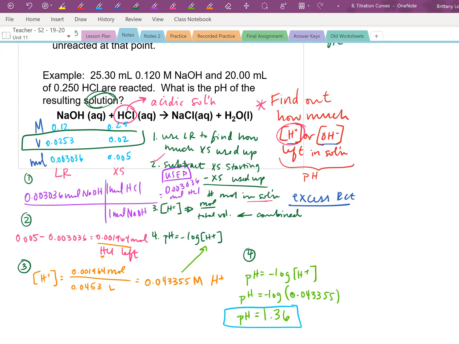Notice that the volumes aren't all that different from each other, but the acid is more concentrated, so there should be a higher concentration of H+ than OH-, and this pH down here makes pretty good sense.